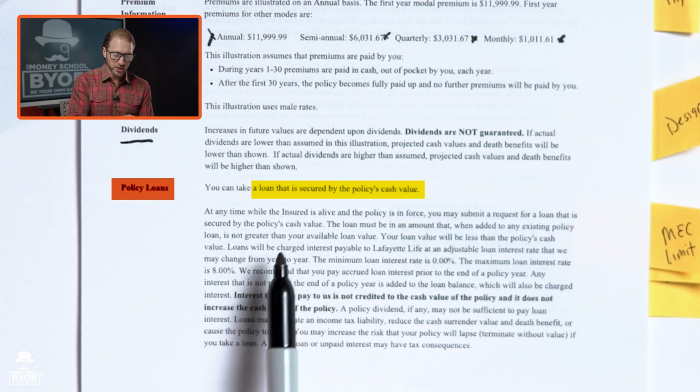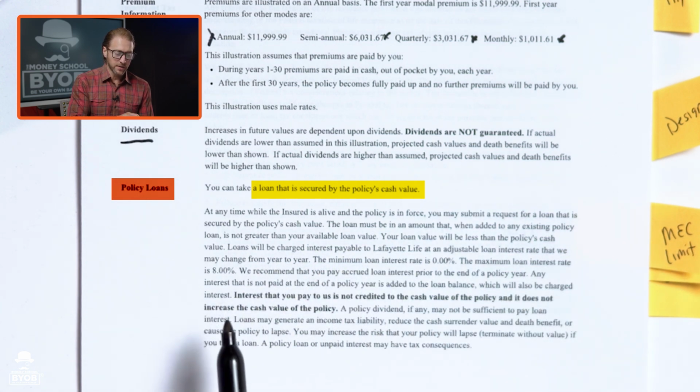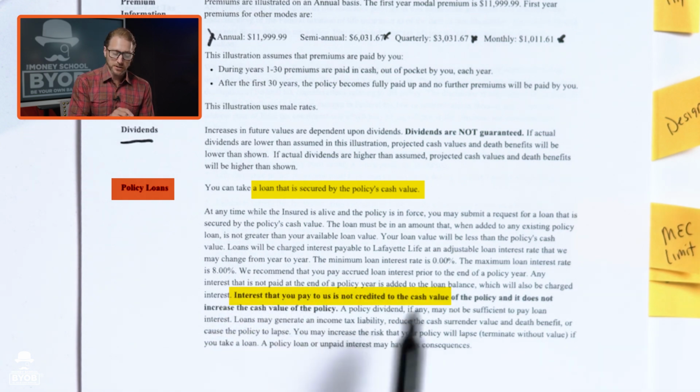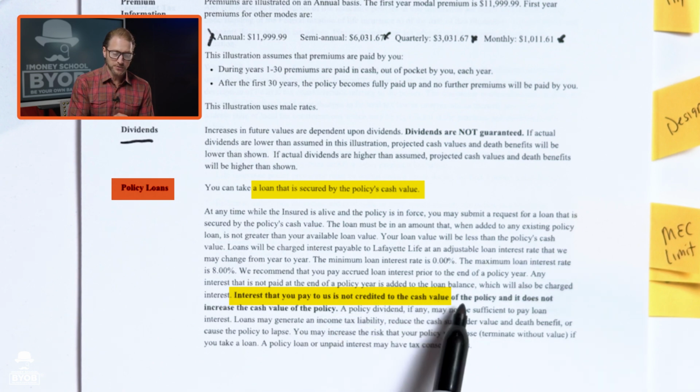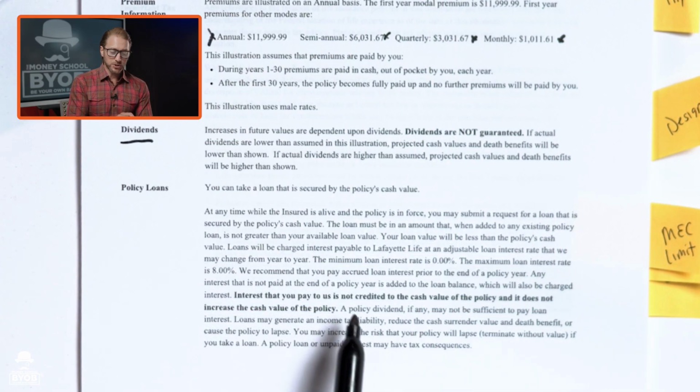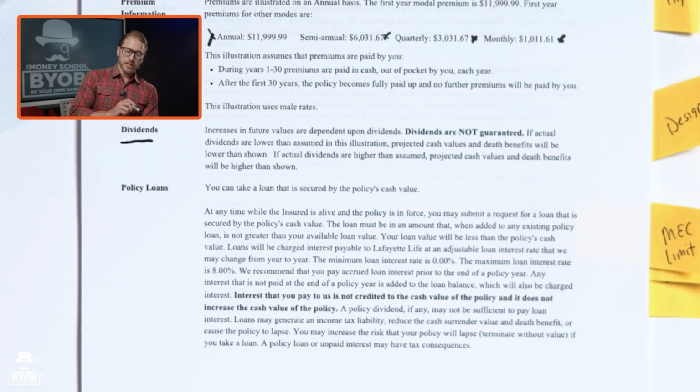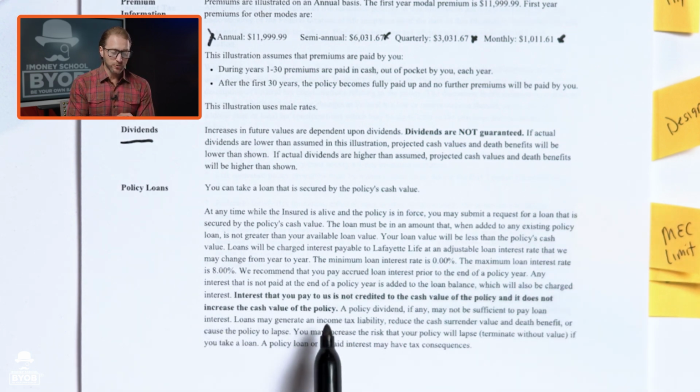But down here, this is just going to go through and explain everything about that. Now, this is an important piece, and it's in bold, so I want to preface this. Interest that you pay to us, meaning the insurance company, is not credited to the cash value. A lot of people think when they pay the interest on the loan that it's credited to their cash value, but it's not. You're still earning interest and dividends because this particular company is a non-direct recognition company, so your full cash value is earning interest and dividends, but they're just telling you here that the interest you pay on the loan is not credited to the cash value and does not increase the cash value.